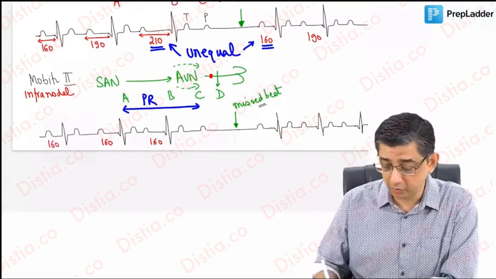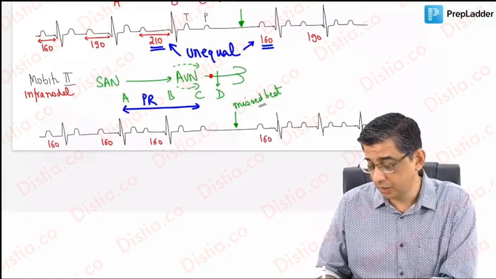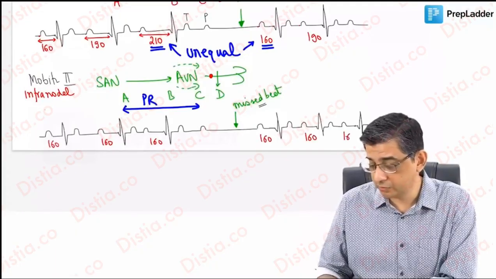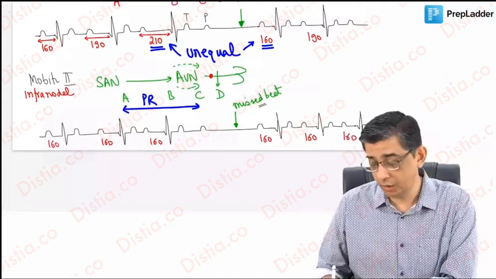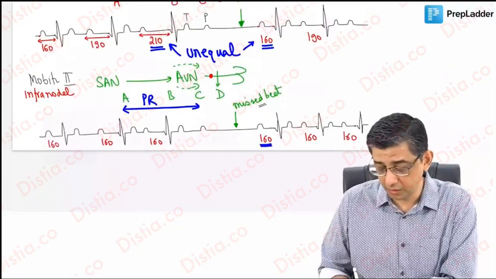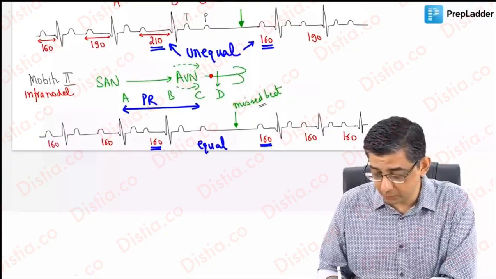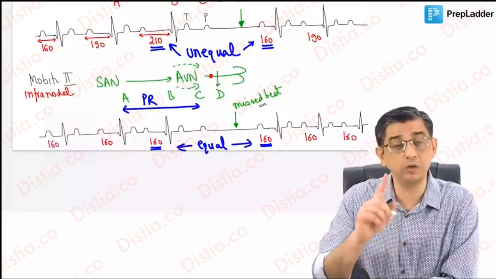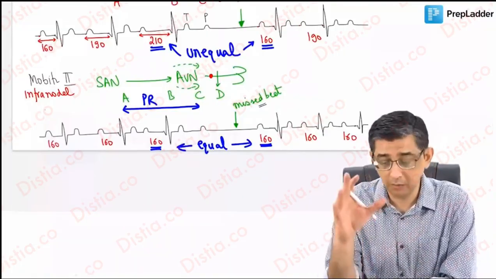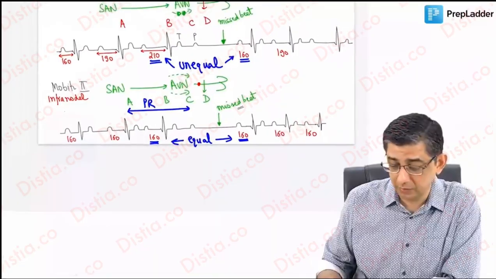And therefore, what you need to do in the exam is very simple. All you need to identify is the area of the missed beat, and then look at the PR interval after, then look at the PR interval before. You can very well notice that in Mobitz 2 heart block, the PR interval before and after is always going to be equal.